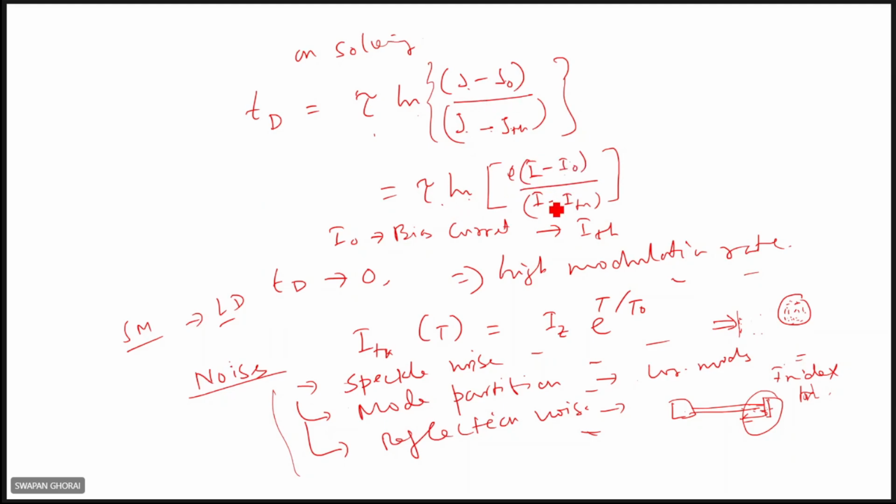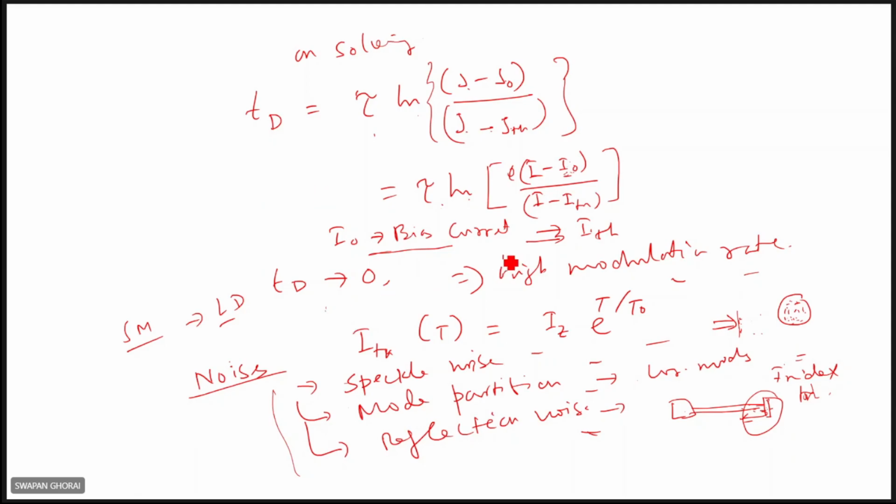It is (I minus I0) by (I minus I threshold). There I0 is a bias current, and so you see it here. If I0 approaches I threshold, then this will be 1. I minus I threshold, this will be 1. That means it will be 0. That means TD will be 0.